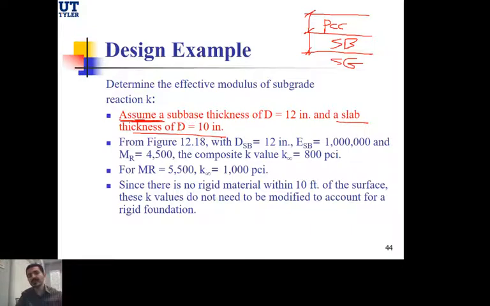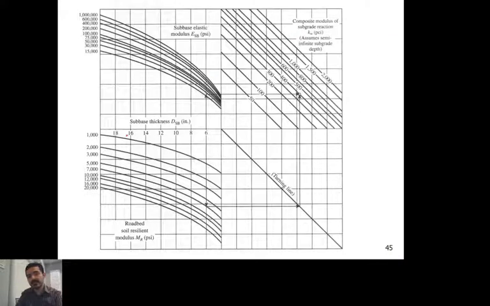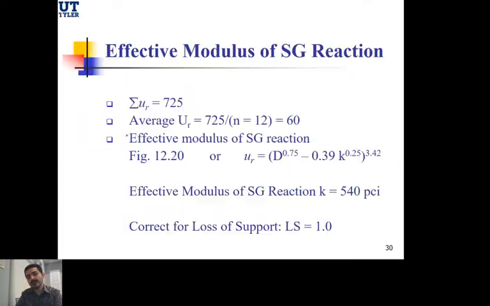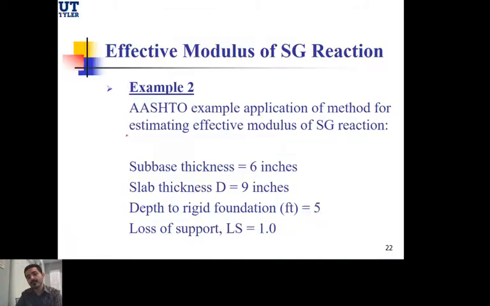So bear with me here, but for now, let's assume that the subbase thickness is 12 inches, and the slab thickness, the PCC thickness, is 10. So I'm going to assume here that this is 10 inches, and here that this is 12 inches. Then now we need to get the composite value for the K. So we're going to go all the way back to what we've discussed last time.